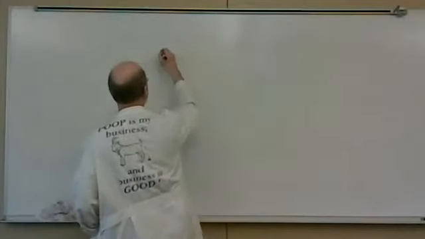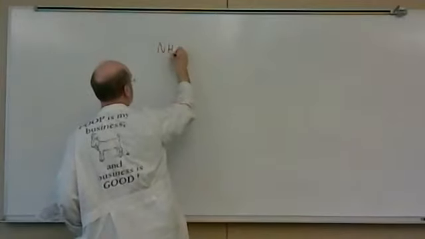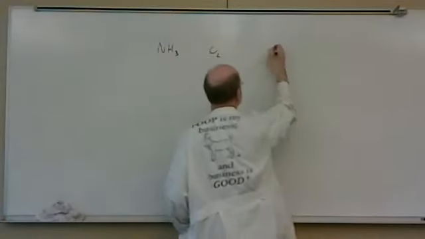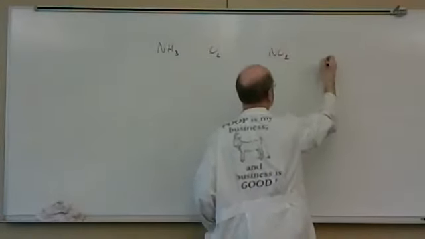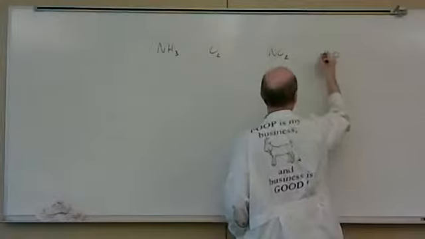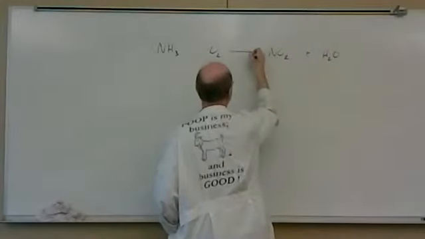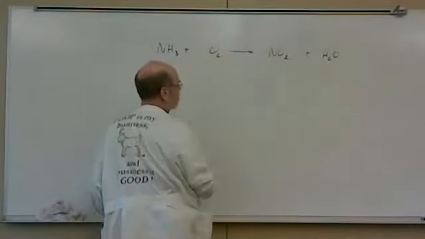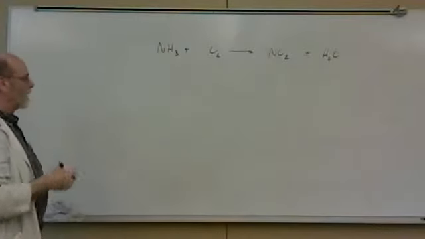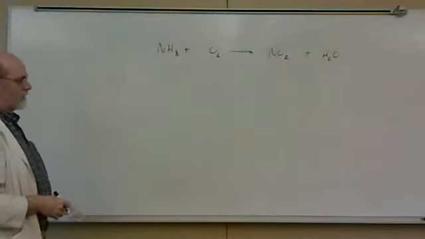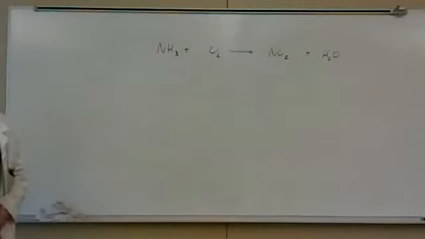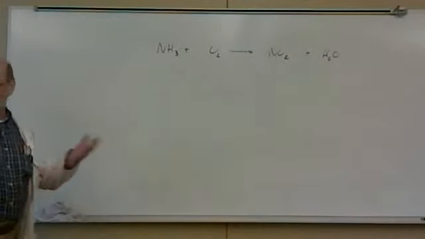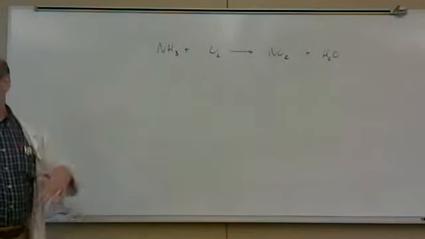39. Let's see, ammonia, oxygen, NO2, and water. Ammonia, oxygen, NO2. There we go. So we want to balance that equation. So we set up our table, our budget.